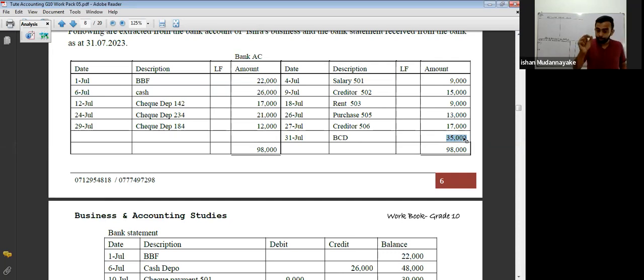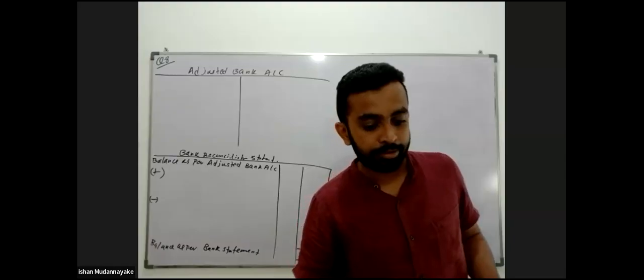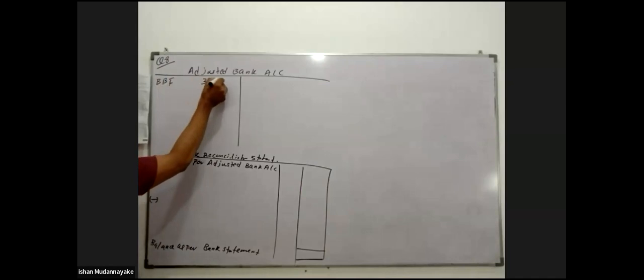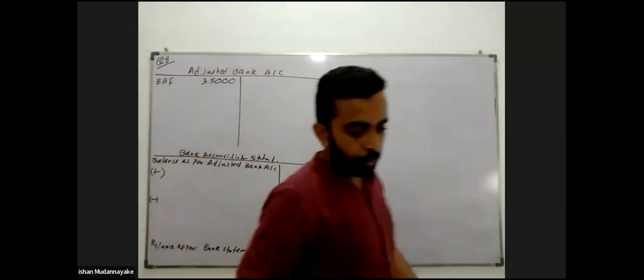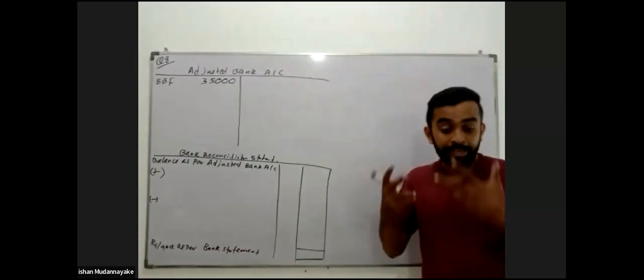This incorrect bank balance you need to correct. Therefore, the opening adjusted bank account balance, how much? 35,000. This is the balance that you need to correct. Then students, balance brought forward, how much? 35,000. Opening bank balance 35,000, the incorrect bank balance.